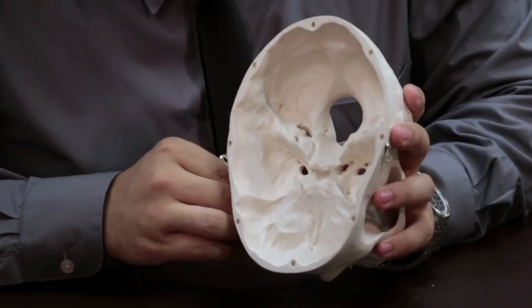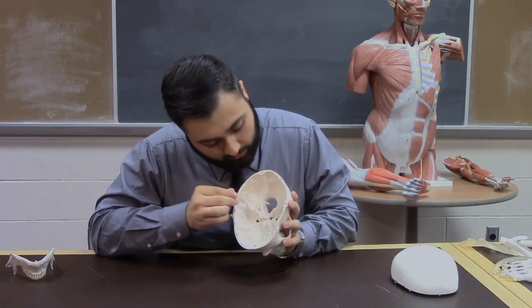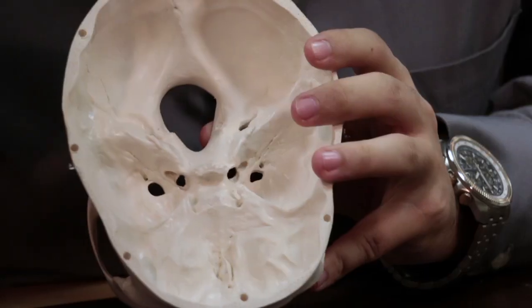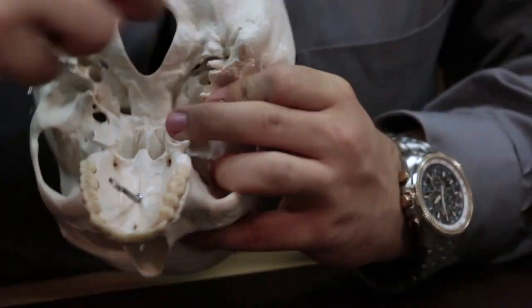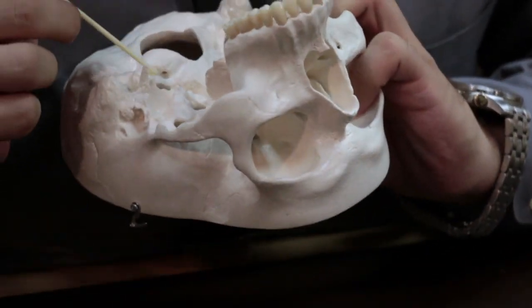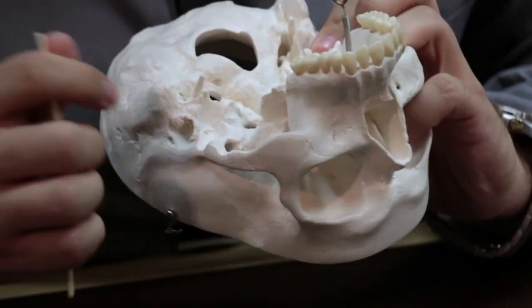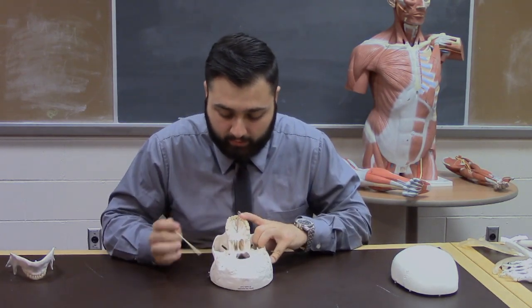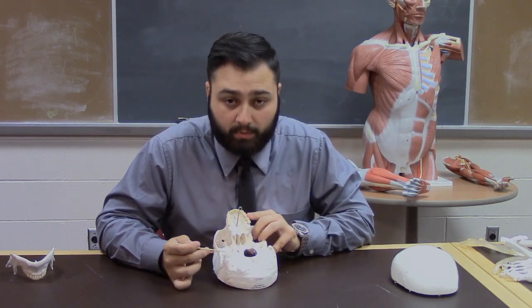It's one of the few canals that are in the skull. It's both on this side and on this side. Okay, right inside that big hole, which is the foramen magnum. You can see it from the inside and a little bit from the side as well. Okay, so moving on from there, you have the mastoid process.